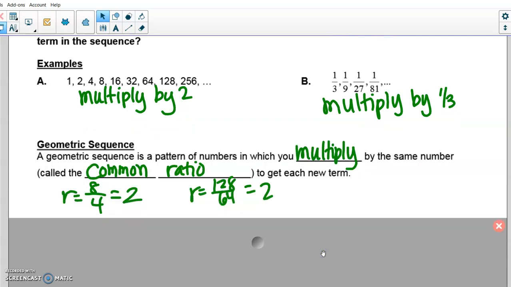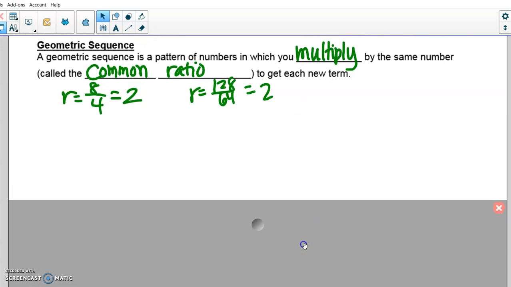So a geometric sequence is a pattern of numbers in which you multiply by the same number. And we call that same number the common ratio. And that common ratio will get us the next term in our sequence. So for example, on A here, we could have picked any number in order and divided them. To get our common ratio r, we could have done 8 divided by 4, or 128 divided by 64, or 256 divided by 128. So you always take one number and divide it by the number in front of it, and it'll give you your common ratio. Sometimes they're not as easy to see as multiplying by 2, so that'll be an easy way to get your common ratio.